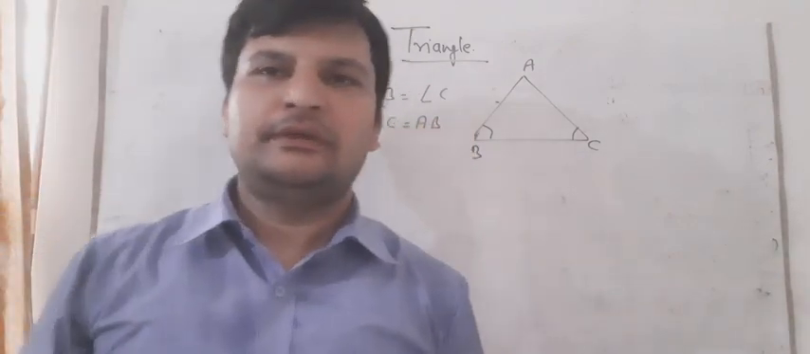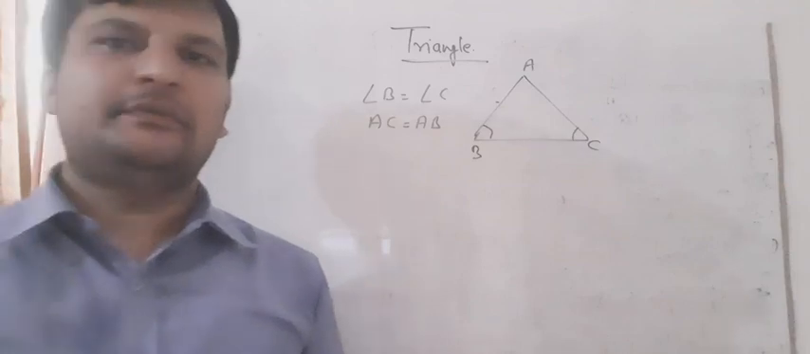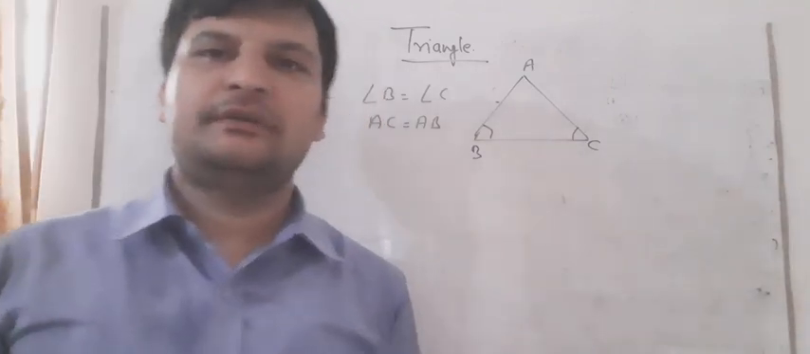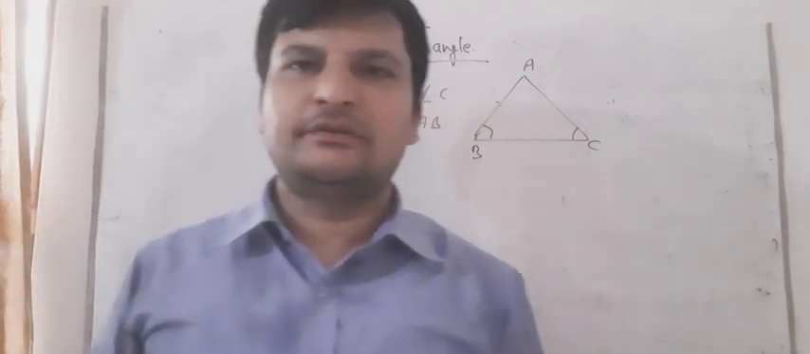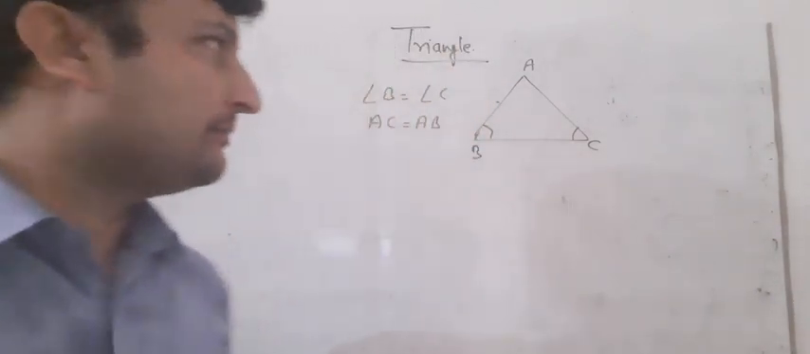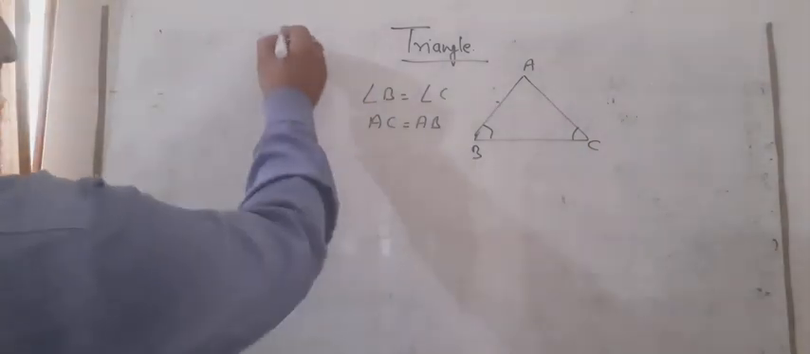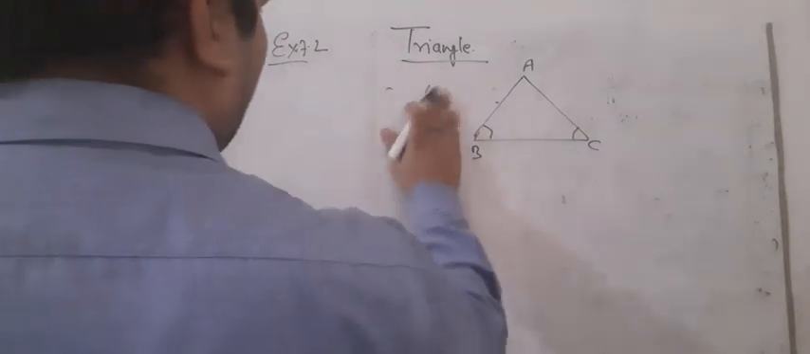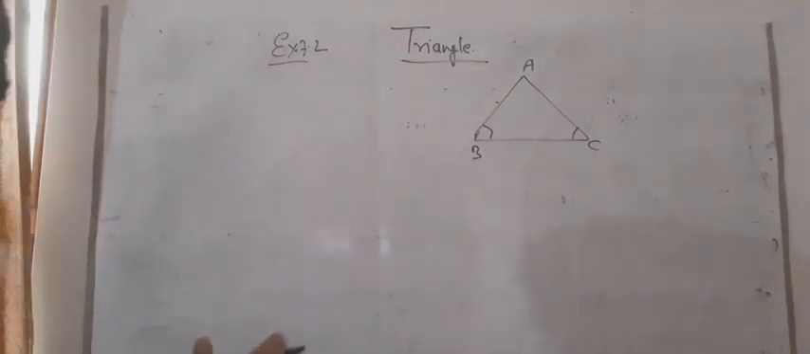So we can say that this is the converse of that theorem. So if the two opposite angles are equal, we can say that opposite sides are also equal. Now students, we will start Exercise 7.2. Exercise 7.2, and the first question is given.